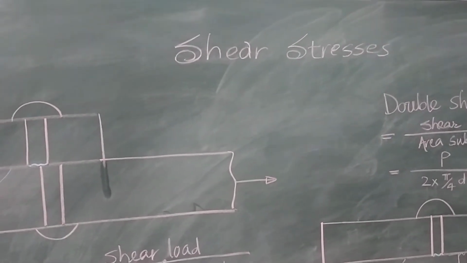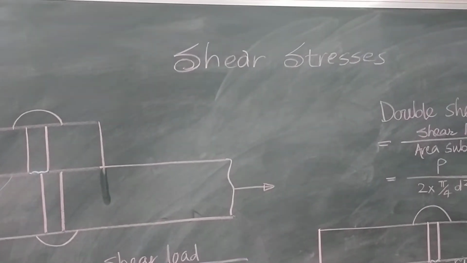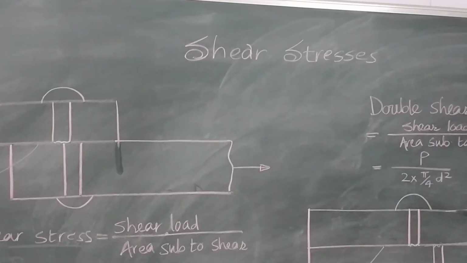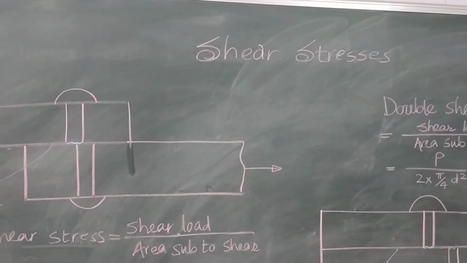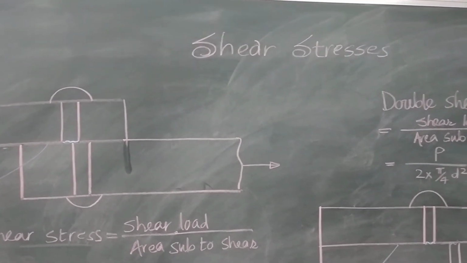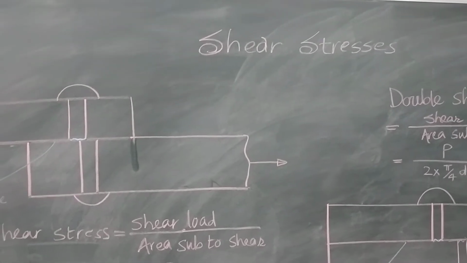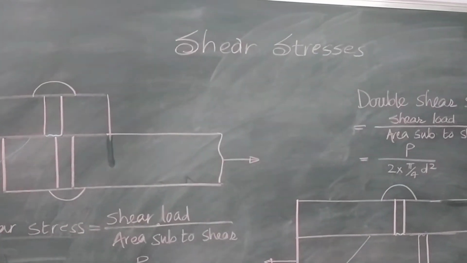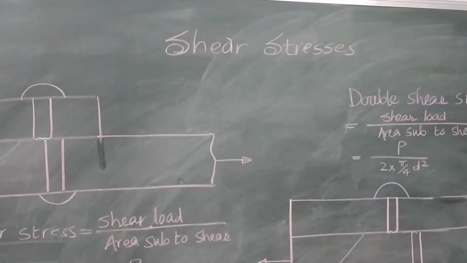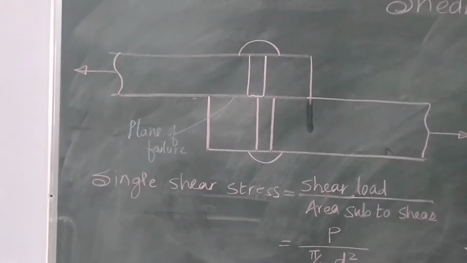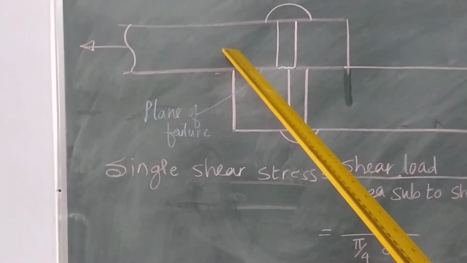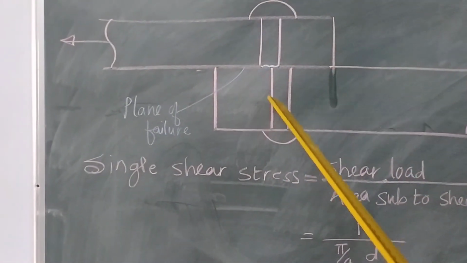So, what is exactly the case of a rivet? The internal stresses induced in the beam section which resist the shear force are called shear stresses. So, in this topic we will study single shear and double shear. See, here are two members attached with the use of a rivet.